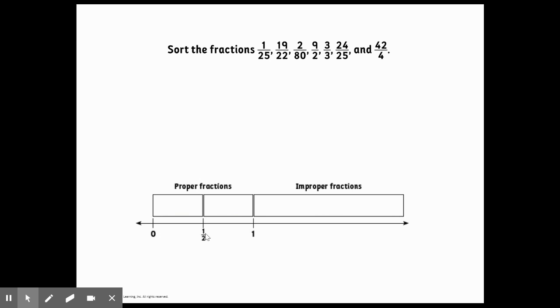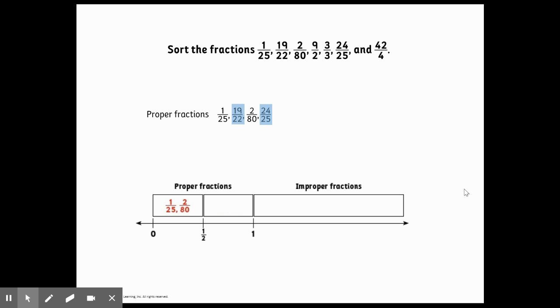The proper fractions are 1 out of 25, 19 out of 22, 2 over 80, and 24 out of 25. Now let's identify which fractions are less than half. The fractions with numerators much smaller than the denominators are 1 out of 25 and 2 out of 80, so they go into the first box. The proper fractions 19 out of 22 and 24 out of 25 have numerators that are close to the denominator, so these fractions go into the middle box.